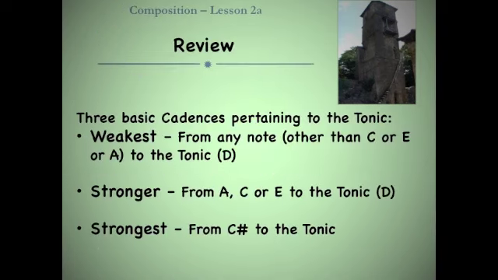All right, there you have it. We have 3 cadences that we use to get to the tonic of the Dorian mode. A weak one, a stronger one, and a strongest one. The weak one is where you come to the tonic note by any other note in the scale except for C, E, or A. We have a stronger move where we come at the tonic from a dominant A, or the note below D, a C, or the note above D, which is an E. And then we have the strongest cadential move, which is a C sharp to the D.